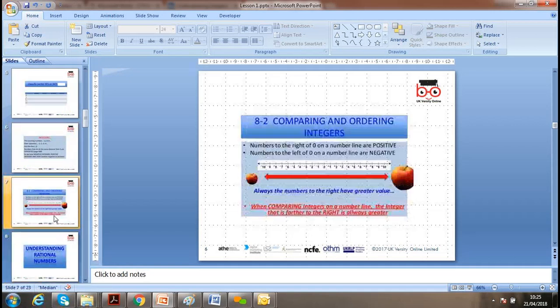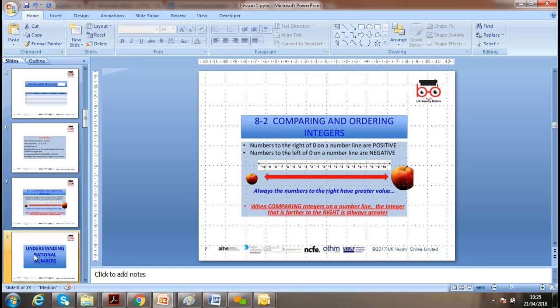Okay, if we look at this next, comparing and ordering, we can order positive and negative numbers, yes, on the scale. Numbers to the right have a greater value and to the left normally have a lesser value. Any question? No, sir.